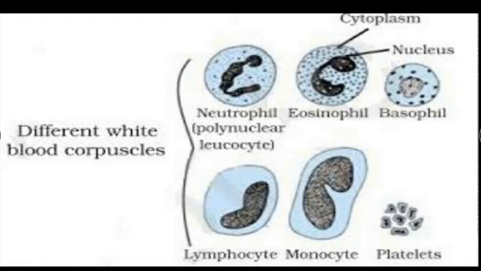There are 5 different types of WBCs or white blood cells. They are neutrophil, eosinophil, basophil, lymphocyte and monocyte.